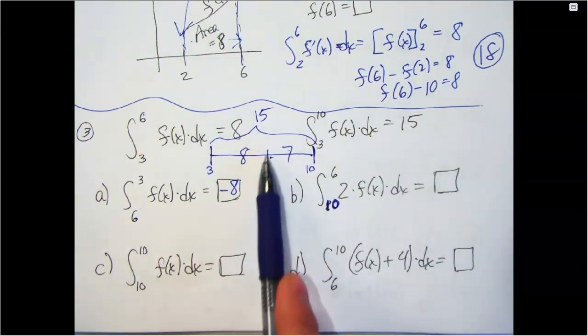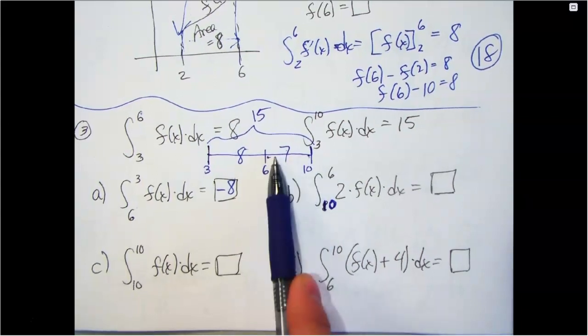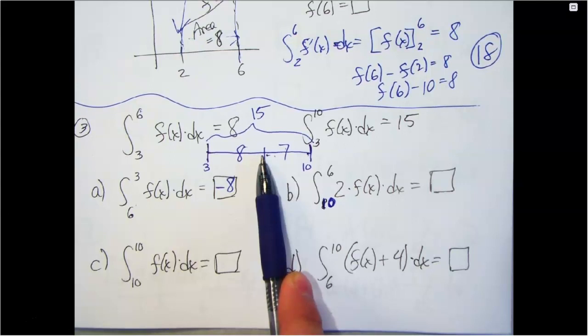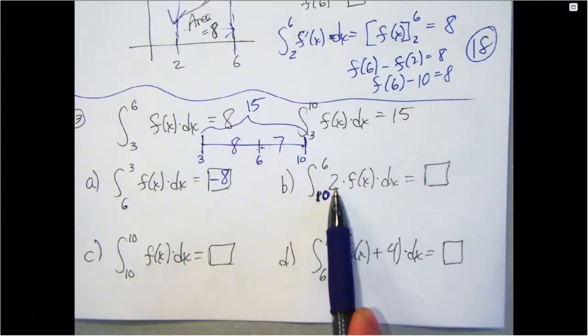So if the integral from 6 to 10 is 7, what's the integral from 10 to 6? Go backwards and change the sign, so it's negative 7. And then you would double it because you got this 2.